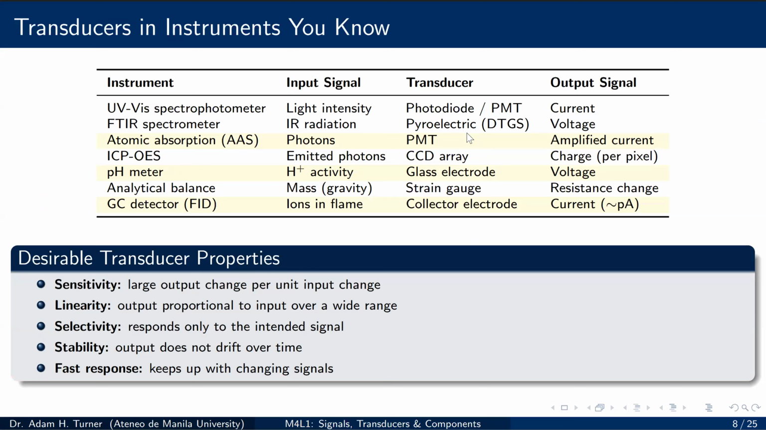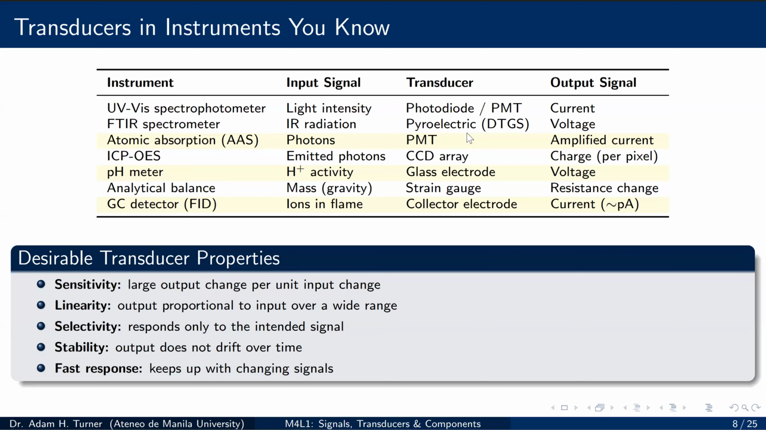For UV-vis, we have light intensity going into a photodiode or PMT. For IR, we have infrared that hits a pyroelectric, all the way down to GC. Now, GC, we haven't covered quite yet, but it's important that we are aware of it. So this one is using FID, which is a flame ionization detector. It produces a current on the order of picoamps. That's 10 to the minus 12 amps.